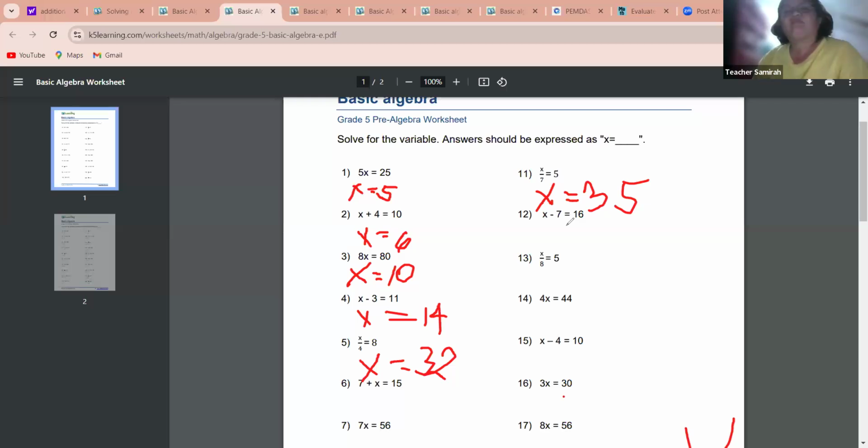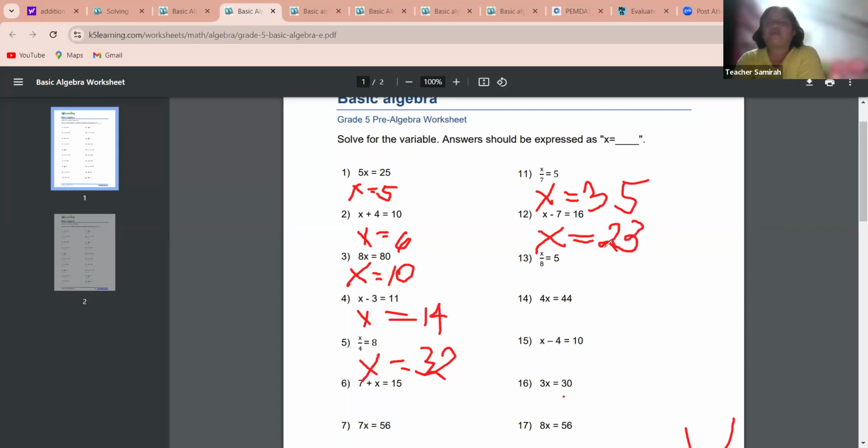And then x minus 7 is equal to 16. We need to transpose minus 7 to the other side. To the other side, now it will become plus 7. So 16 plus 7 would give us x is equal to 23.